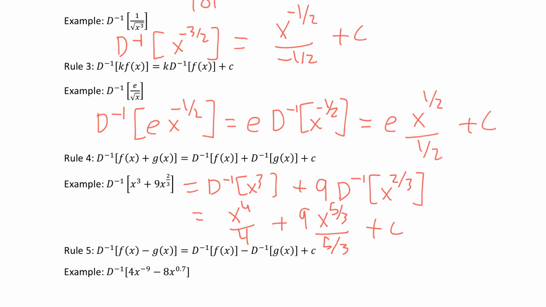Now let's take a look here at Rule 5. Rule 5 says that the antiderivative of a difference is the difference of the antiderivatives. So let's go ahead and do this one here in one step. This will be 4 x to the, we have to add 1 to the power, which will give us a negative 8, over negative 8, subtract 8 x to the 1.7 over 1.7 plus c.